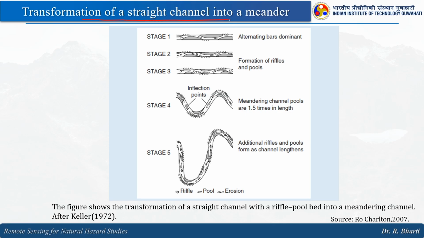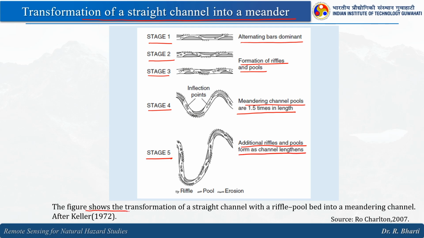Transformation of a straight channel into a meander is also possible, because these fluvial systems are always active, right. So, this is stage 1, alternating bar dominance, then stage 2 and stage 3, that is formation of riffles and pools. Then stage 4, meandering channel, pools are 1.5 times in length, right.